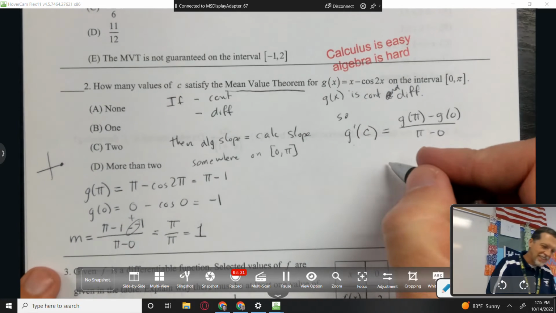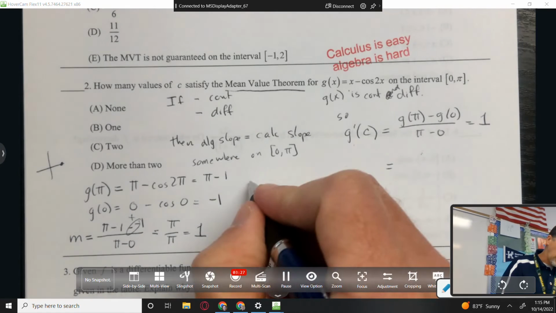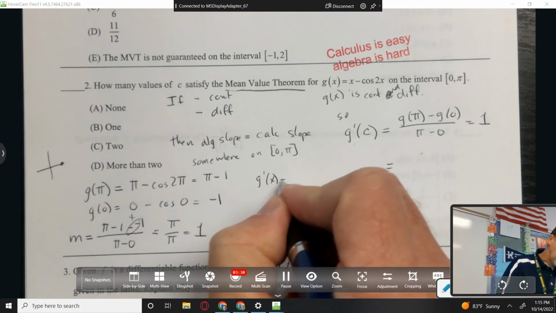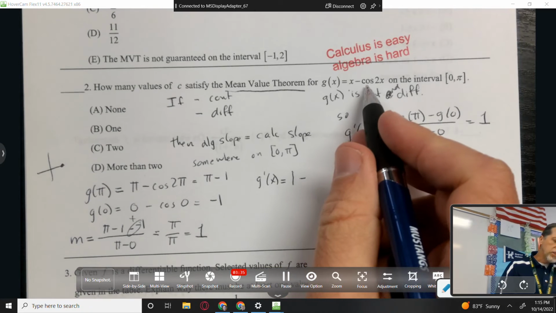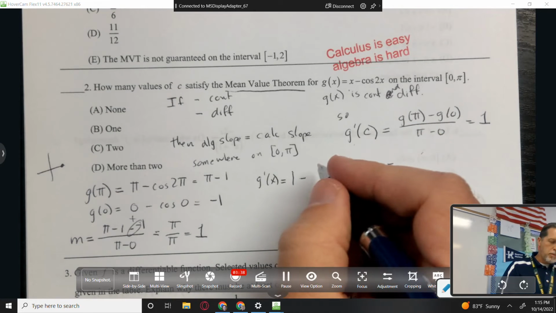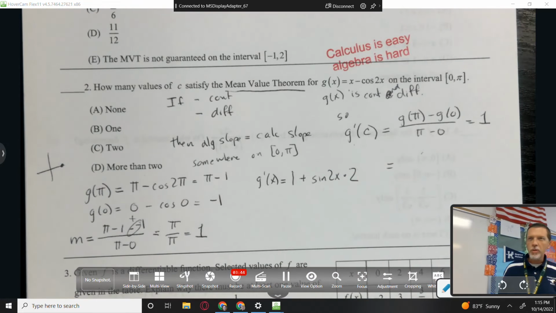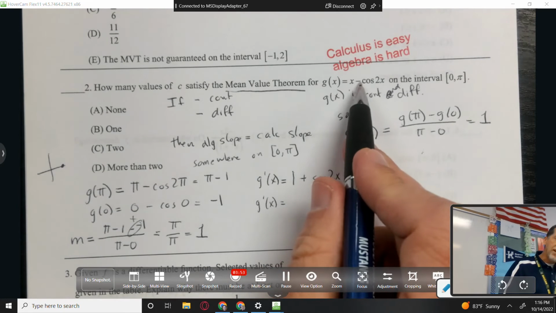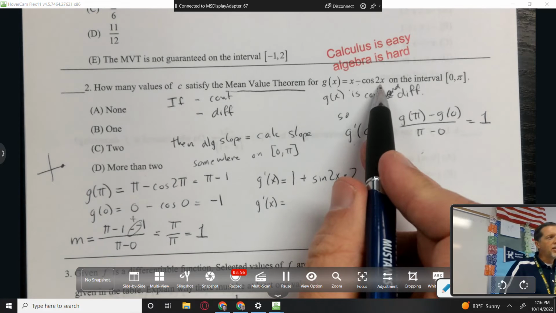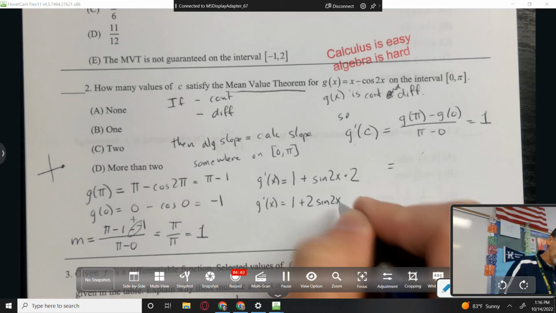Okay, so this side is equal to 1. Now I need to worry about the derivative of g. The derivative of x is 1. The derivative of cosine is negative sine of 2x times chain rule times 2. Wouldn't you still subtract sine? Well, there's a minus sign there, but the derivative of cosine is negative. Oh, that's right. So the two negatives make a positive. So 1 plus 2 sine 2x.